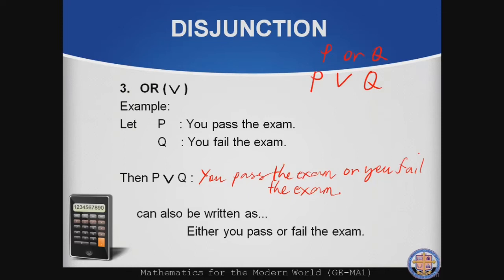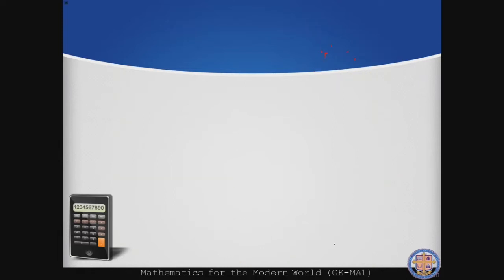And it can also be written as either you pass or fail the exam, because as you notice, my writing of "you" is redundant. So you can combine them and use this either-or. And they are also correct. So either you pass, this is your P, or, symbol like this, fail the exam, this is your Q. So still the same, P or Q.